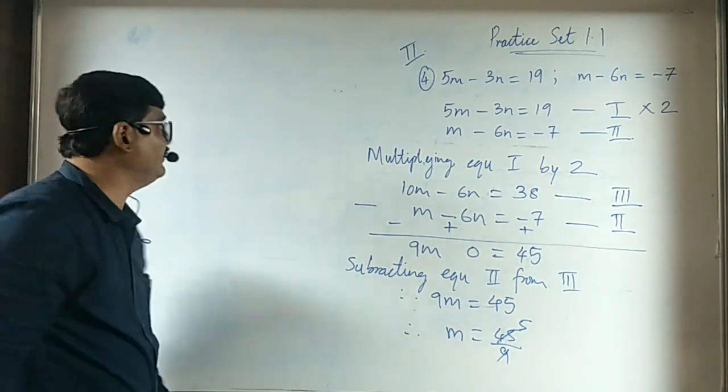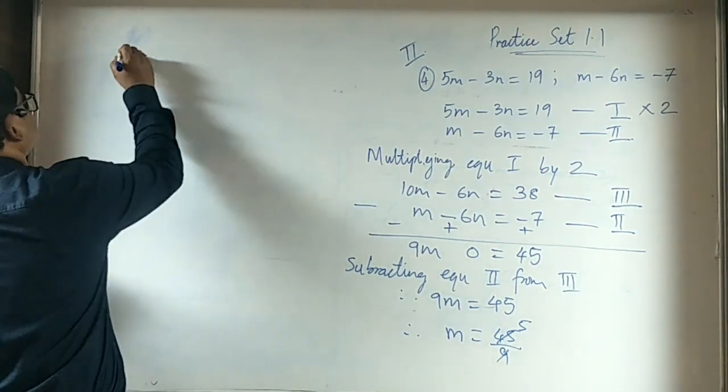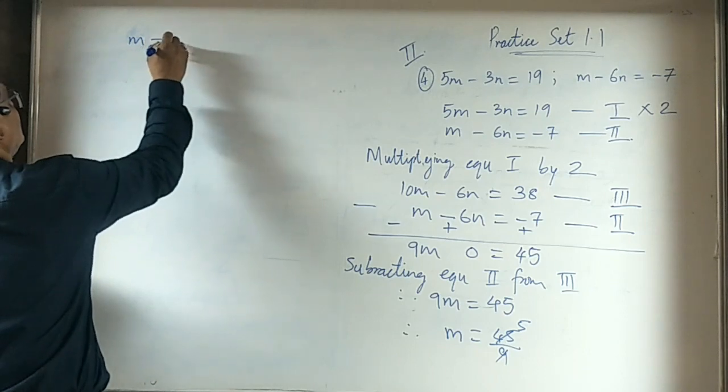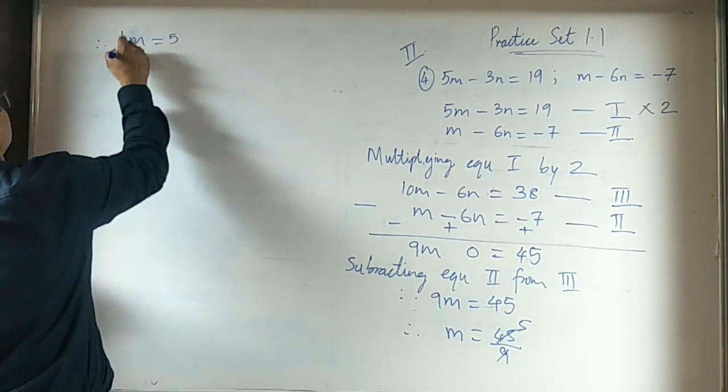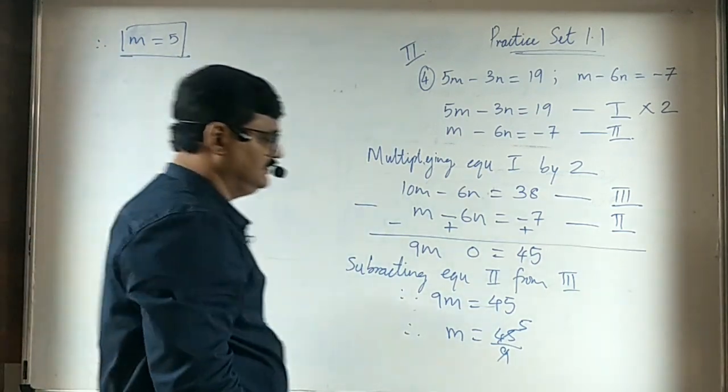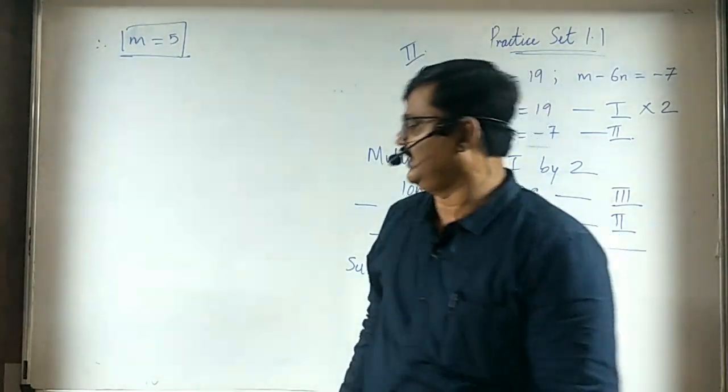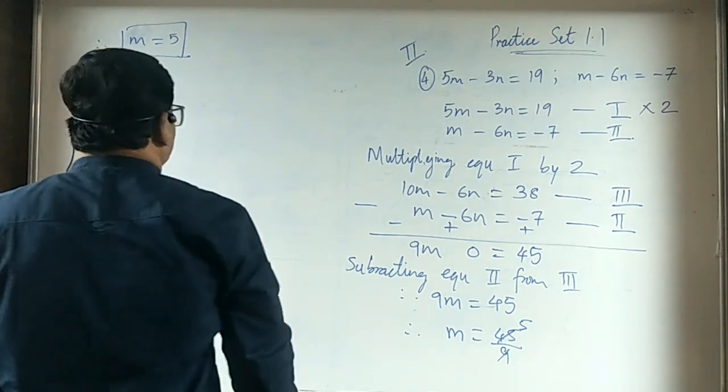I got what? The value of m. And the value of m is nothing but m is equal to 5. I got the value of m is equal to 5. Therefore the value of m is equal to 5. I got it over there. Here, can you see this over there? The value of m is what? 5. Now what is the third step?